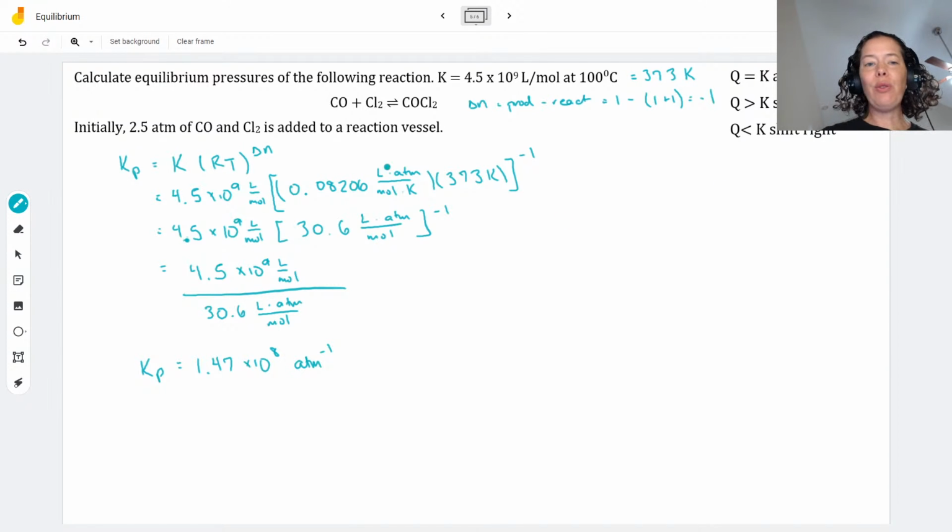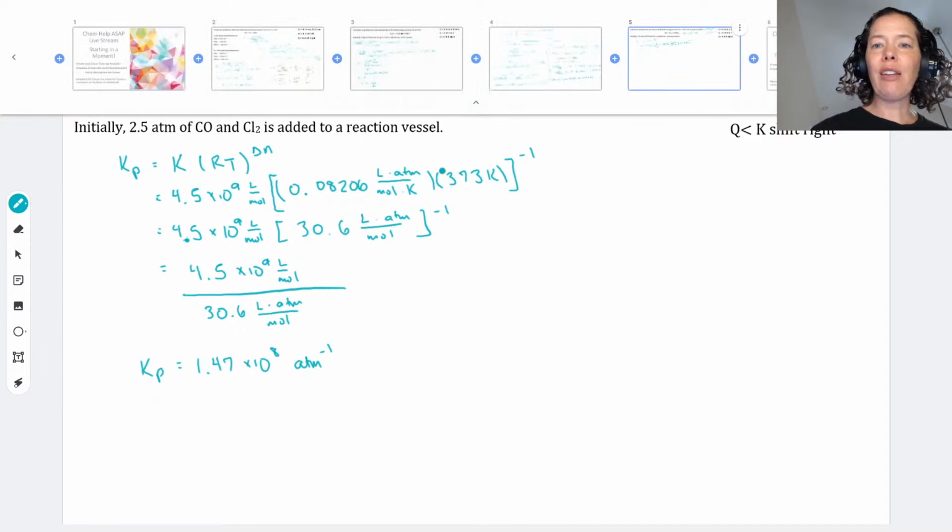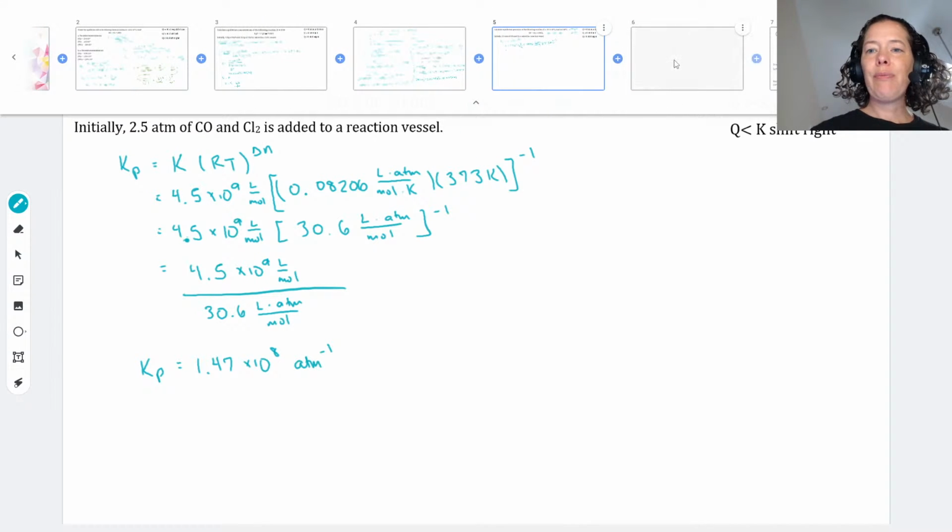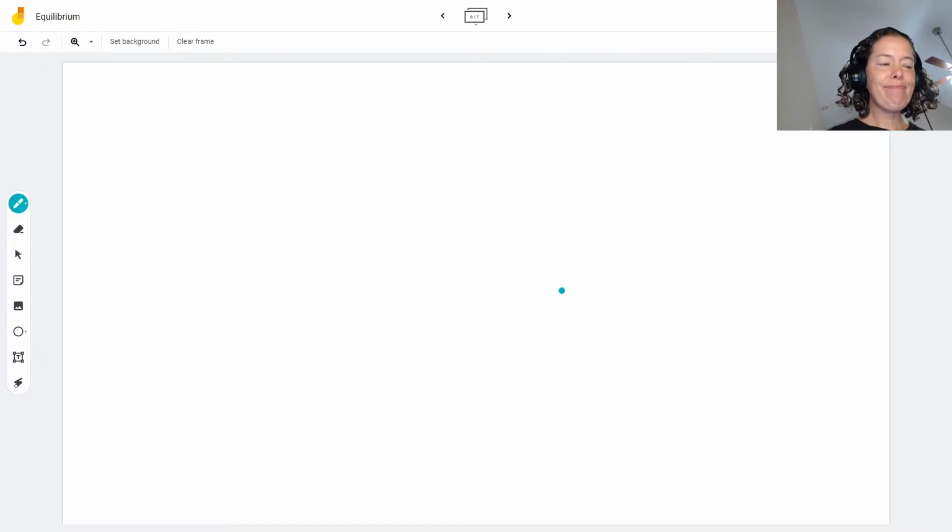Again, I'm going to skip the calculation of Q because we know it's already going to shift to the right. But just like we did before, I just don't think I can fit this in this space. So I'm going to give myself another page here. All right, so let's write my reaction at the top. So now we're going to set up the ice table.